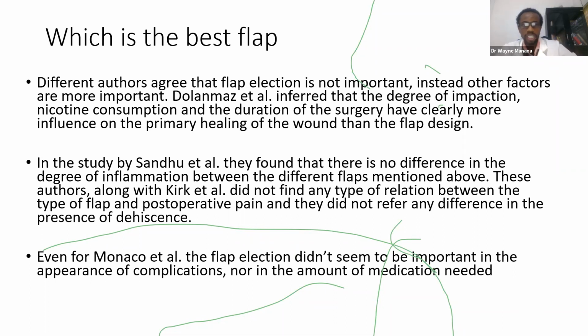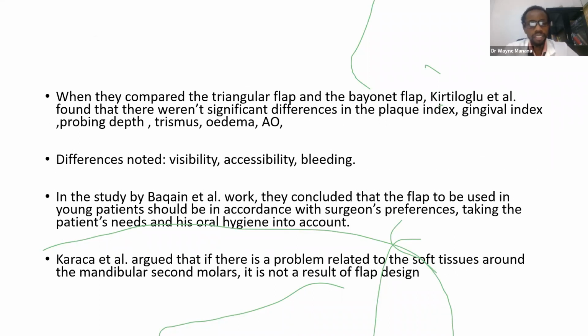And in another study by Sadu et al, they found that there is no difference in the degree of inflammation between the different flaps mentioned. More or less, all the authors are saying the same things. They compared the triangular and the envelope or bayonet flap, and found no significant difference in the plaque index behind the second molar, the probing depth, trismus, edema, or the incidence of a dry socket, which is alveolar osteitis, between the two flaps.